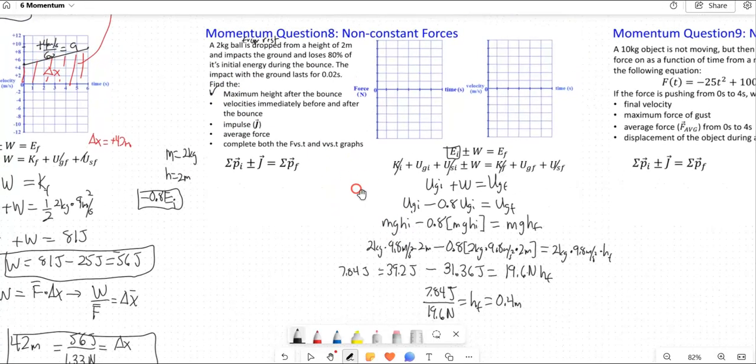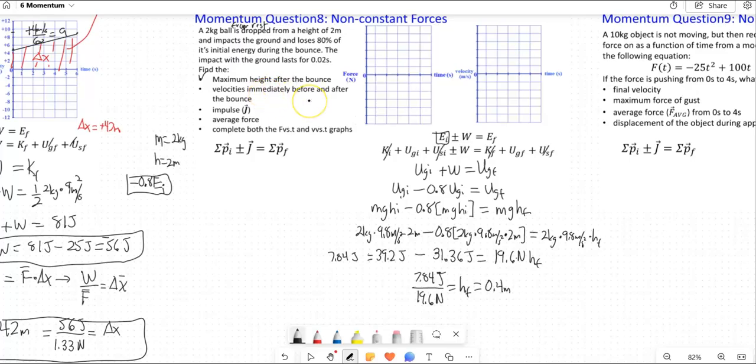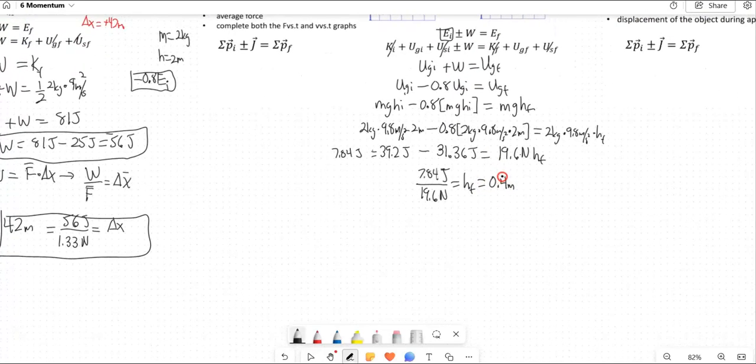Okay? Now let's figure out the velocities immediately before and after the bounce. Because that's going to help us figure out what impulse is. And since we have the time of the bounce, which is a fraction of a second, 0.02 seconds, we'll be able to figure out the average force, and that'll help us build our force versus time and velocity versus time graphs. So when a ball is first dropped from rest, its initial velocity is 0, but its height is greater than 0. When it drops down, right before it's hitting the ground, its velocity is greater than 0, but now its height is equal to 0.